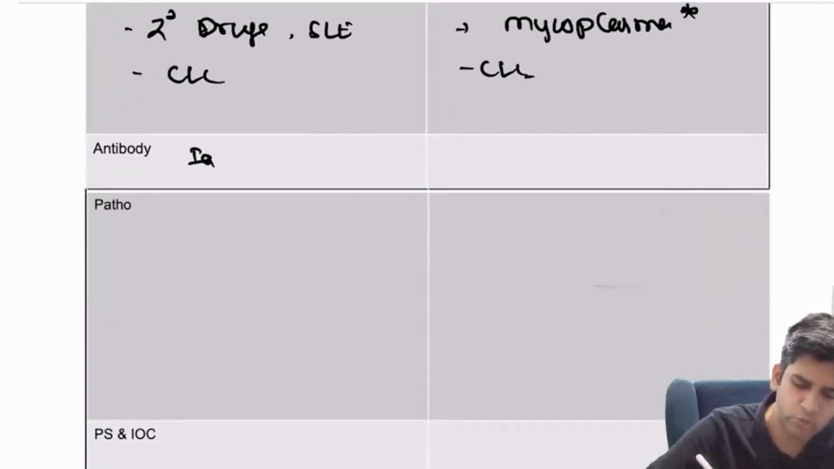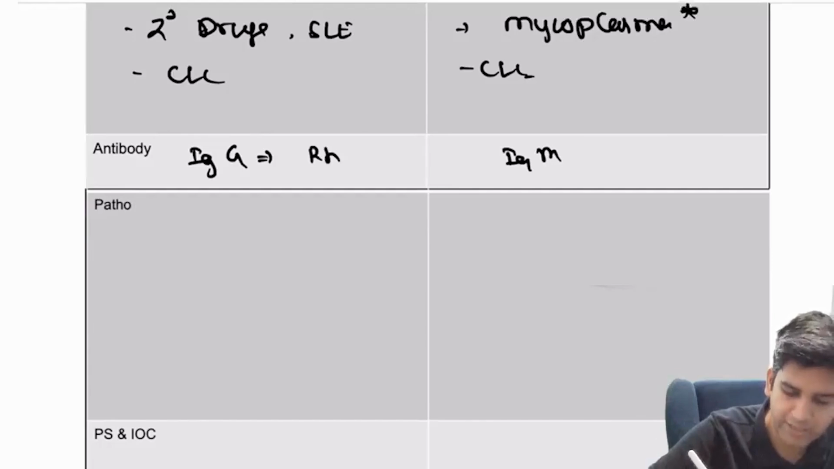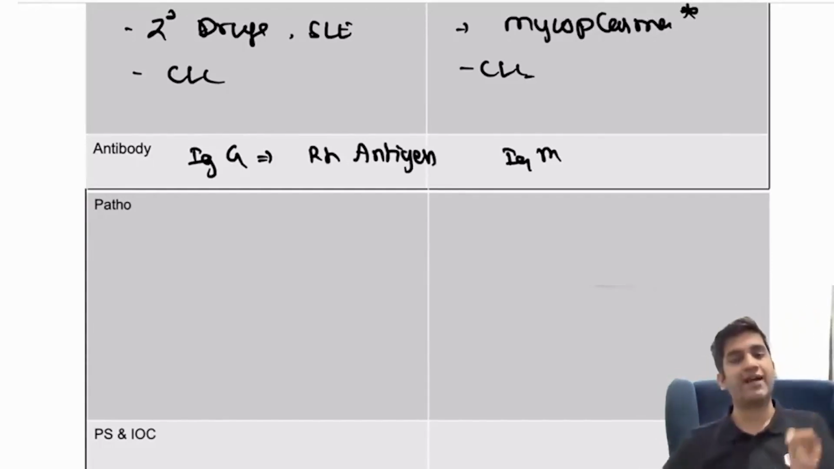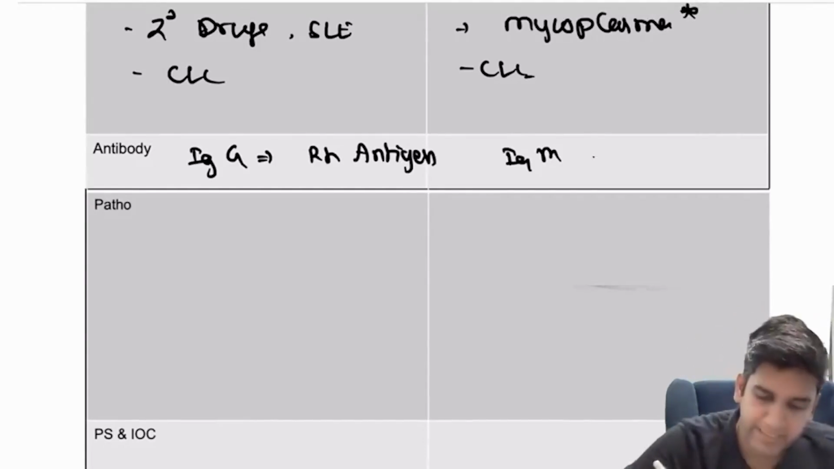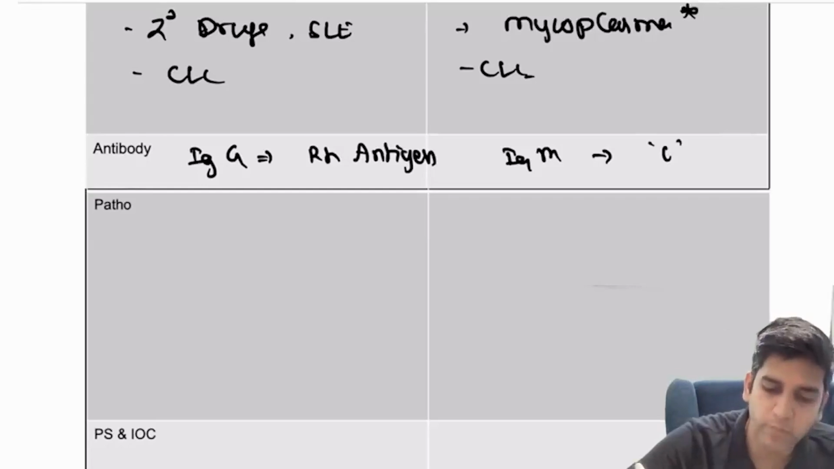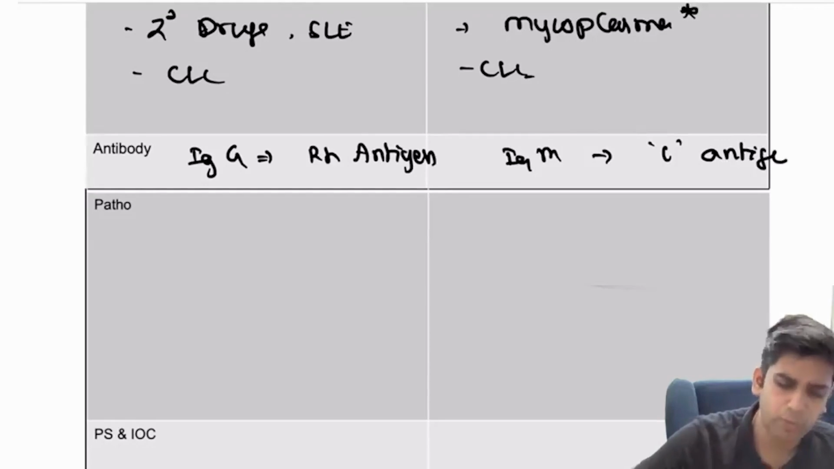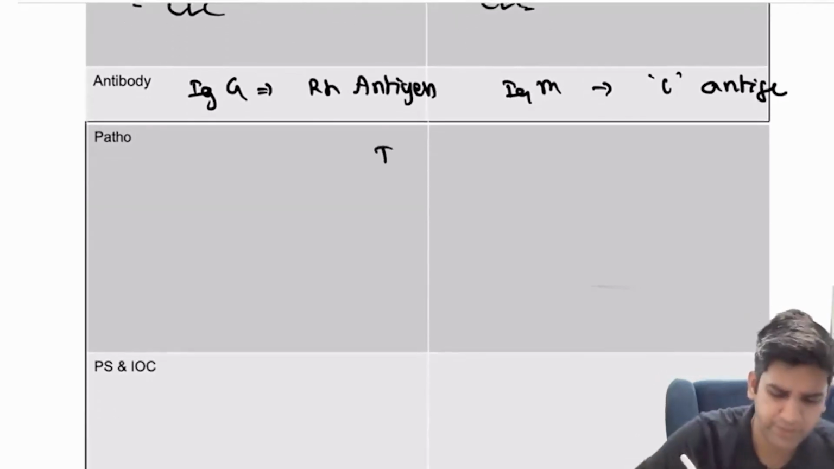In warm, the most common is IgG, it's not that commonly IgM. This is targeted against your Rh antigen. It's an autoimmune disease, right? So these patients will have IgG antibody targeted against the Rh antigen. In cold, the patient will have IgM antibody targeted against a minor blood group antigen called the I antigen. Okay, so whatever it is, it's a type 2 hypersensitivity reaction.